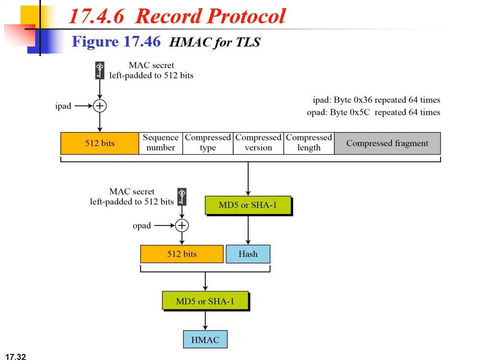The last one is the record protocol. This figure shows how the HMAC is formed. The only change in the record protocol is the use of HMAC for signing the message. TLS uses a message authentication code to create the HMAC, and TLS also adds the protocol version to the text to be signed.